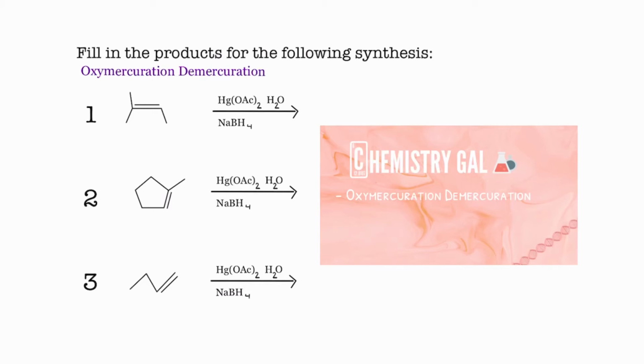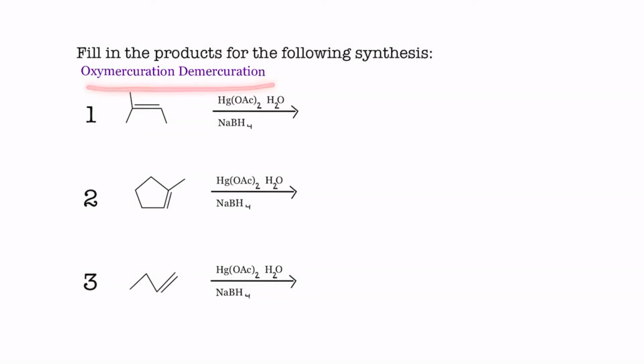Hi, it's Kamgal. In this video, we're going to perform Oxymercuration Demercuration Synthesis. Later on, we're going to perform the mechanism. In case you didn't know, Hg is mercury, and OAc is just a fancy way of drawing acetate. Don't let the fanciness confuse you.